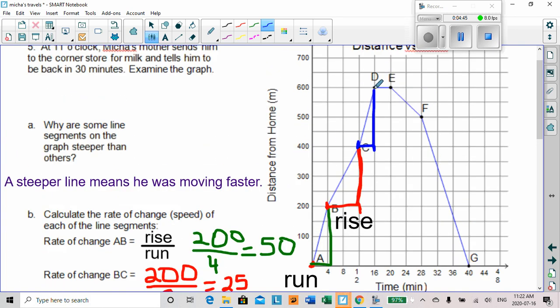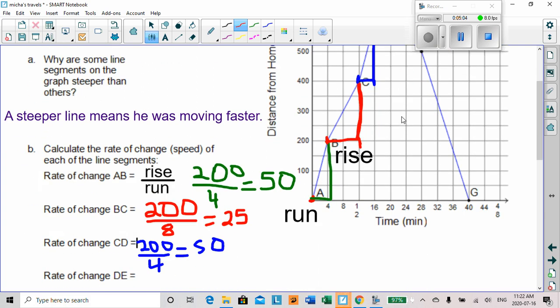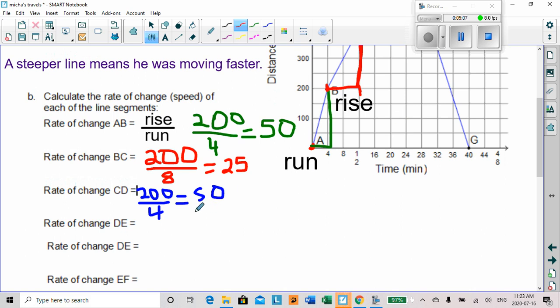Now from D to E, my line is horizontal. Misha stayed at a distance of 600 meters from home. That just means that his rate of change, his speed, he did not rise at all. The rise was 0. The run, the amount of time that he was there, was 4. And 0 divided by 4 is 0.